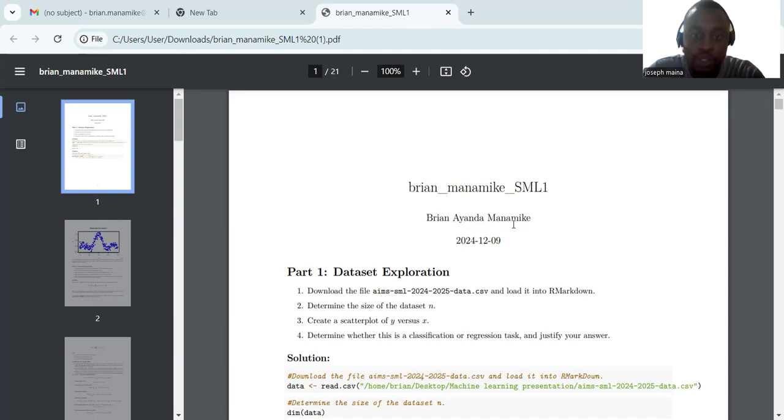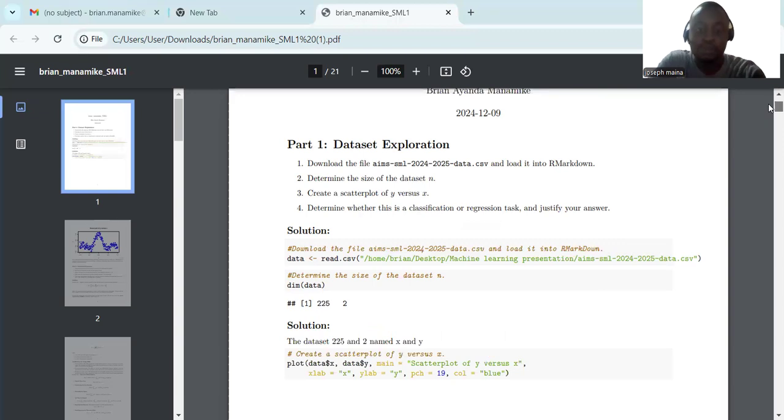The first part was about dataset exploration. My name is Brian Manamike, and I'm presenting on my statistical machine learning assignment. As I said, the first part is about data exploration. So we had to read our data, and then check the dimensionality. After I did that, I found out that my dataset comprised 225 rows and 2 columns.